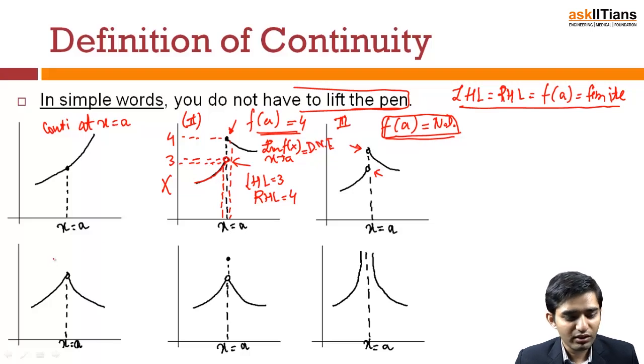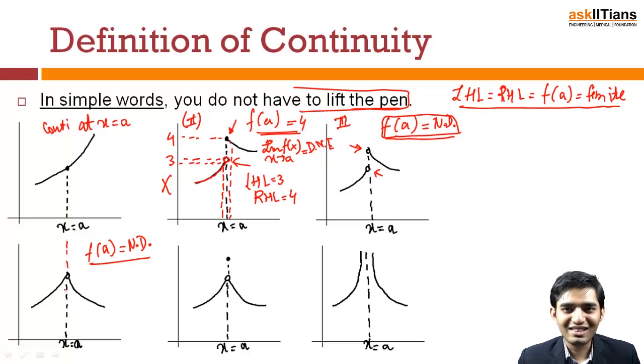Okay, now take the fourth case. Now here we can see, what will be f(a)? f(a) is again not defined because again it is a circle. Because at x equal to a I am not getting any value of y. So f(a) is not defined, right? But what about the limit? In this case, the limit will exist. Why will the limit exist? Because LHL will be equal to RHL.